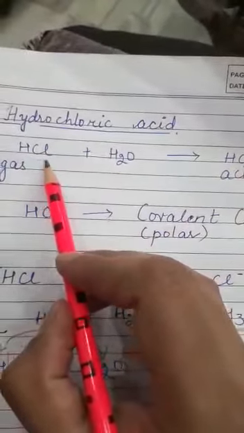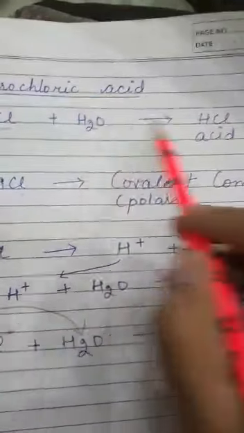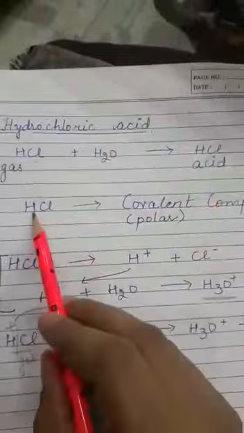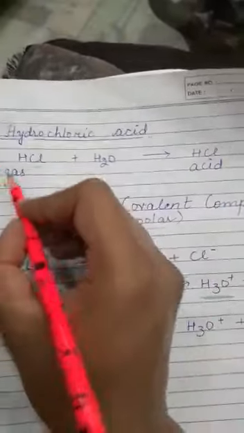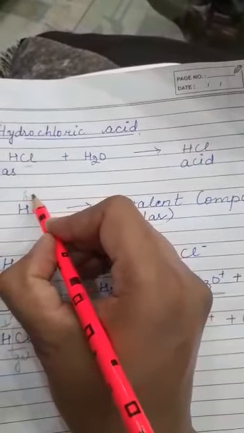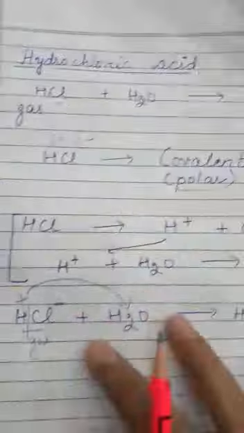HCl is a covalent compound. When hydrogen chloride dissolves in water, it forms hydrochloric acid. HCl is a polar covalent compound, meaning on hydrogen there is a partial positive and on chlorine there is a partial negative charge.